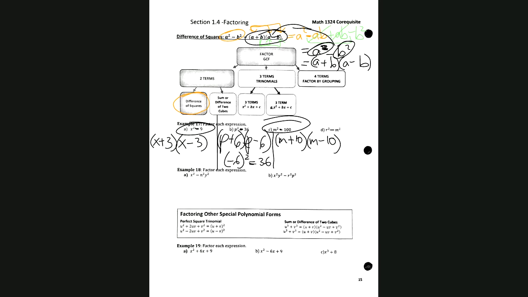Now, for this problem, we still have a difference of squares. The square root of r squared is r, and the square root of m squared is m. And remember, we make one m positive and the other one negative.